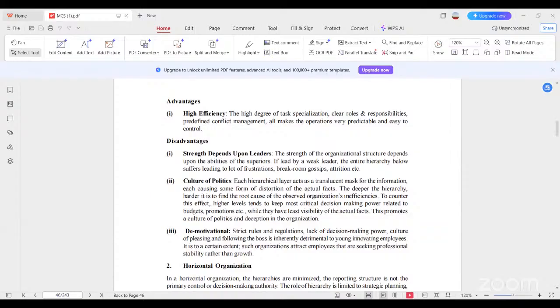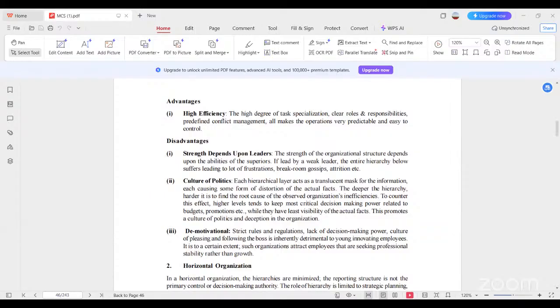The next disadvantage is a culture of politics and information distortion. Here the information is passed through many layers. Each layer may modify it or filter facts, and top management may not get the true picture. When they are not getting the true picture, what will happen? That leads to politics in the office. You will have some kind of favoritism, and wrong decisions will take place. Like salary figures exaggerated by managers just to impress their superiors. This will lead to unrealistic targets and pressure on employees.